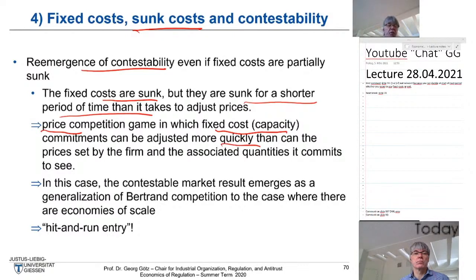I will give you a better example, because that sounds strange and of course is practically wrong, because we had this case, look it up somewhere, Lufthansa and Germania, there was a decision of the Federal Cartel Office, the Bundeskartellamt. But the point is that in this case, if prices are sunk for a longer time, or to adjust prices takes longer than to adjust capacity, then contestable markets re-emerge, and it's a generalization then of Bertrand competition, and we still get what is called hit and run entry.